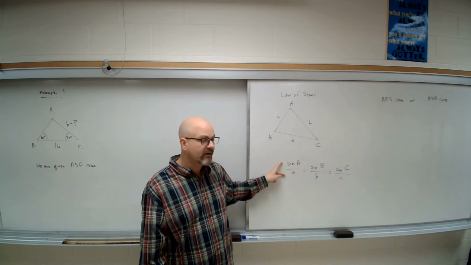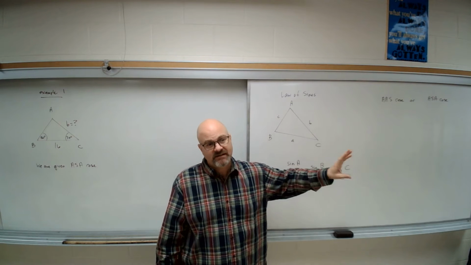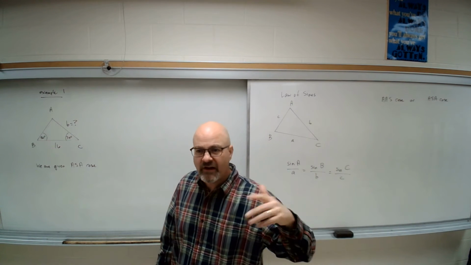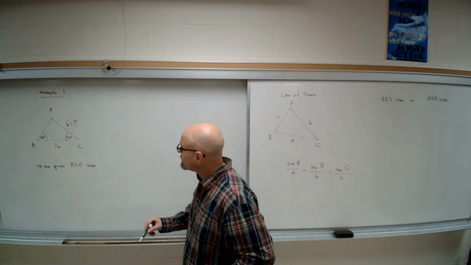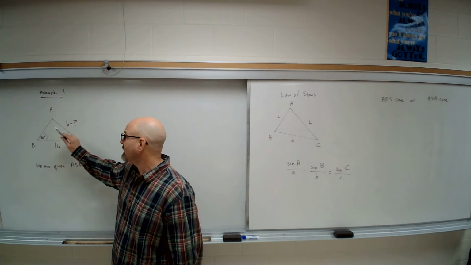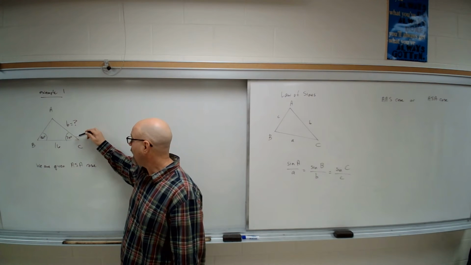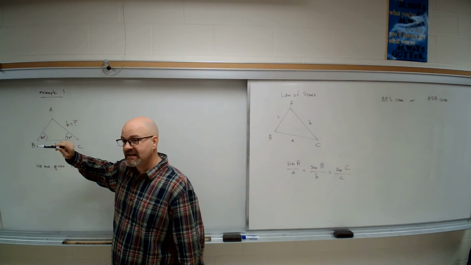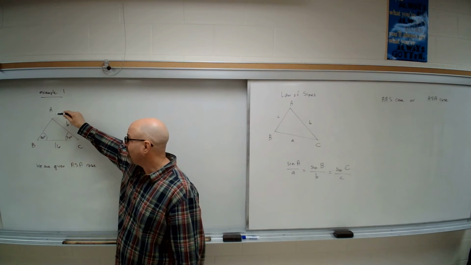That'll give you your pair. Then you'll choose one of the other ones and fill in, you get one unknown, solve for it. So in this case, we don't yet have an angle side pair, though. If you look, we know angle B, but we don't know side B. We know angle C, but we don't know side C. And we know side A, but we don't know angle A.